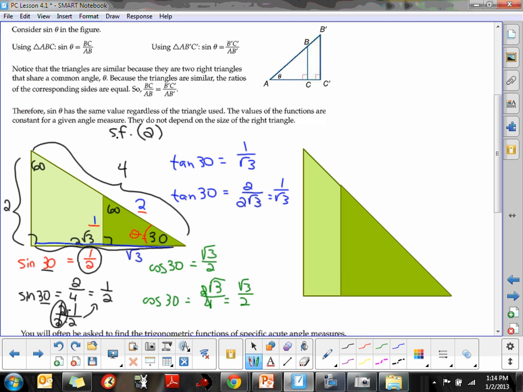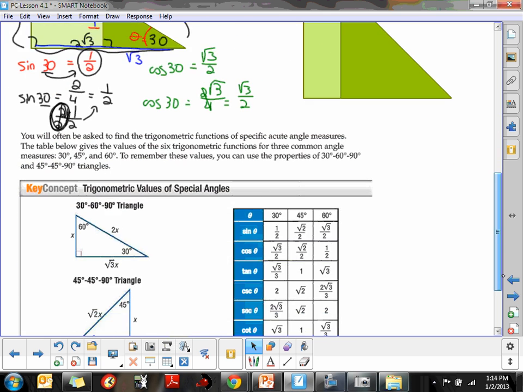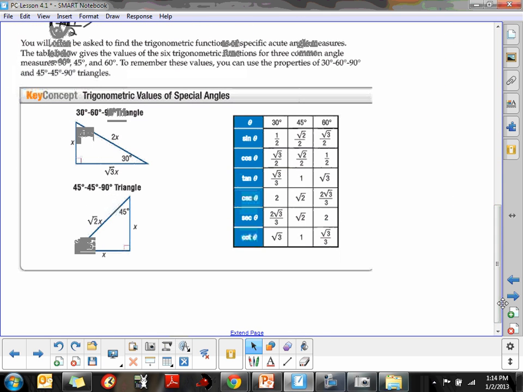If it's 30, it'll always be 1/2. I don't care if it's a larger or smaller version of it, because all we're going to have are similar triangles, and those ratios have to grow by that same scale factor, which will end up reducing by the time we write the ratio. So one of the things I want to point your attention to is a key concept in your textbook: trigonometric values of special angles.